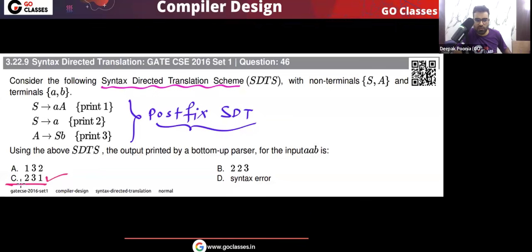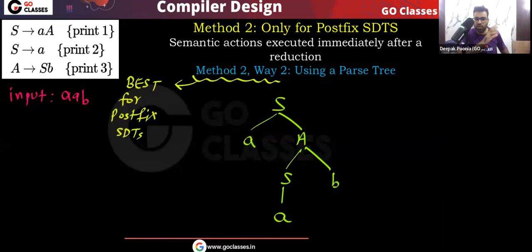I hope you understood. So finally the answer is option C, but this question we have done using 3 methods. In the previous lecture also we have done some GATE PYQs using 3 methods. This question also we have done using 3 methods. But let me tell you, because this SDT is a postfix SDT, the last method that we have seen is the best method for postfix SDT. If the given SDT is not a postfix SDT, then the best method is the general method. Okay, is this clear? I hope you understood this.